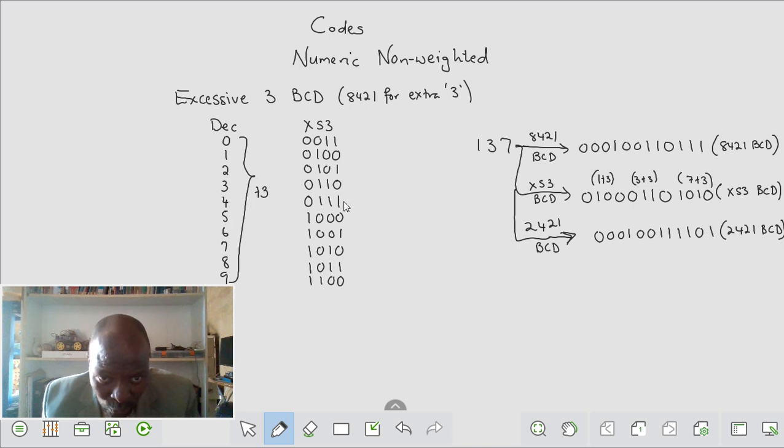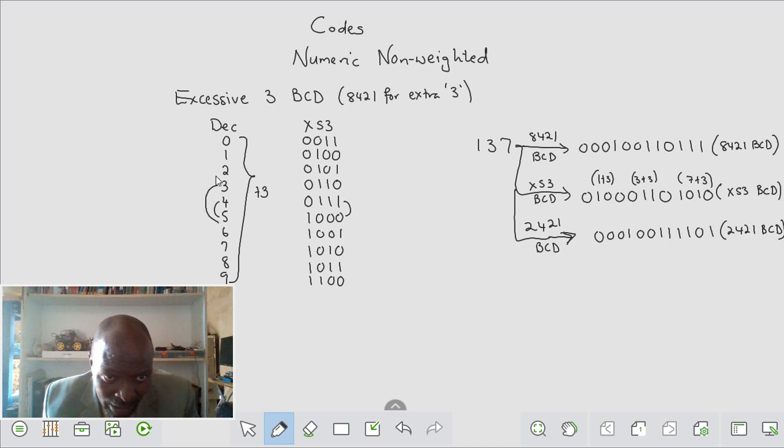Are these two the code words? This is S, this is 9 minus S. If this is S, this is 9 minus 4 is 5, this is 9 minus S. Are these two ones complement of each other? Yes. So these two are 9's complement. Those two are 9's complement.